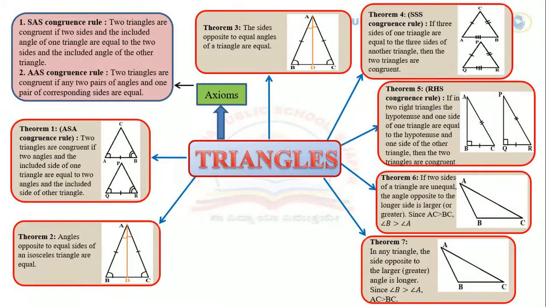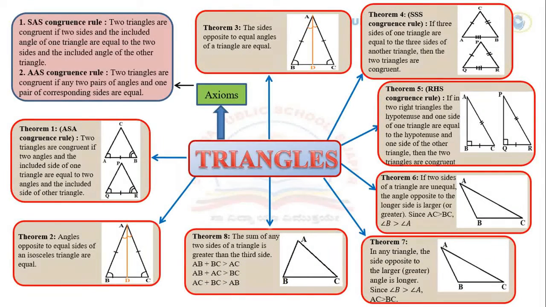Theorem 7, it is the converse of theorem 6. In any triangle, the side opposite to the larger angle is longer. It is given that angle B is greater than angle A, then the side opposite to the angle B, that is AC, is greater than the side opposite to the angle A, that is BC. So, we write, since angle B is greater than angle A, AC is greater than BC.